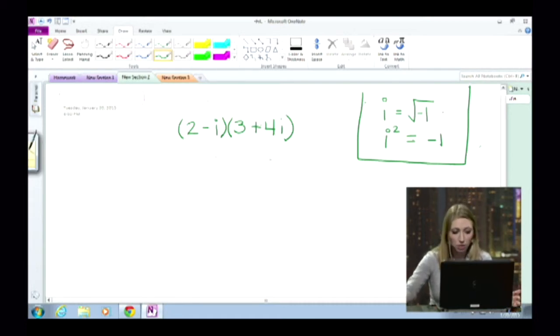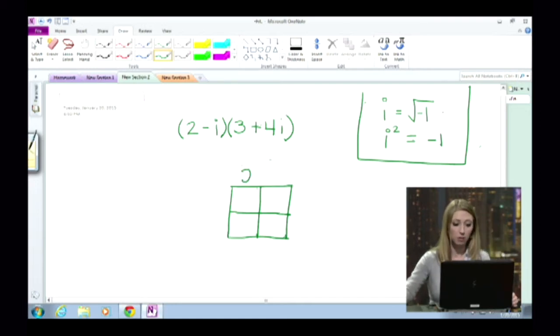So in this expression, what we're doing is multiplying, and I'm going to bring out that area model that I brought up earlier, and we're going to use that as a tool to help us multiply these. I'm going to make 2 minus i my width, and I'm going to make 3 plus 4i my length. If I multiply together my length and my width, I should get area. And so area is my answer.